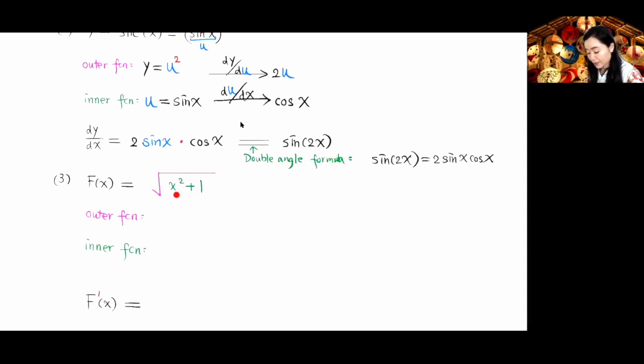Okay, the next one. This function here is a composition of functions, okay? With the inner function over here being what?